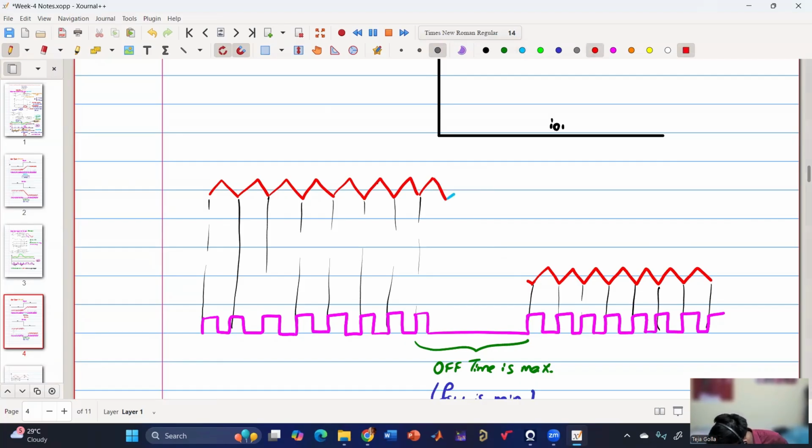Minimum on, constant off, minimum on, constant off, and so on.